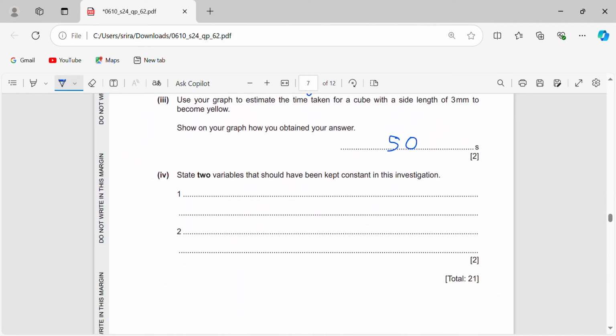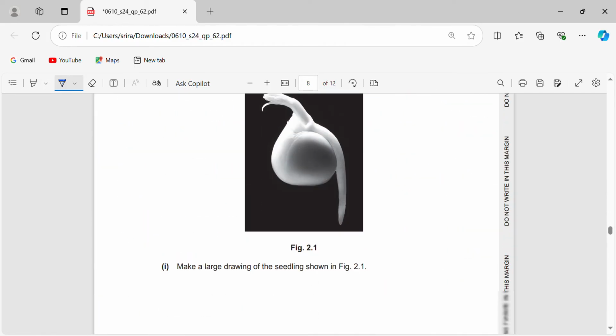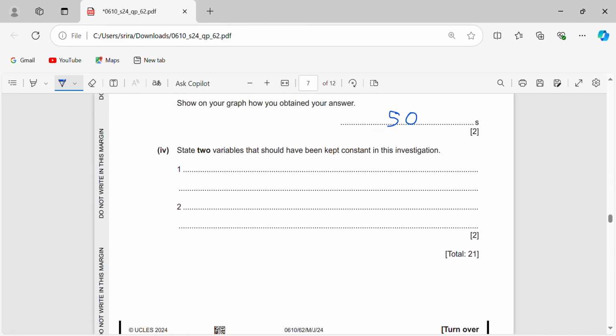Now, 2 variables that should be kept constant. So just think here, what we're varying is the length and the time. Length of cube sides and time, those are the variables. If you want the results to be consistent and not too different between each result, you only want the length of the cube side to affect the result, so there are many things you can keep constant. You can say temperature, the concentration of hydrochloric acid we're using, the volume of acid, the pH of acid. The first two things that came to my mind were the temperature and the concentration of acid. So I'm just going to go ahead and write exactly that.